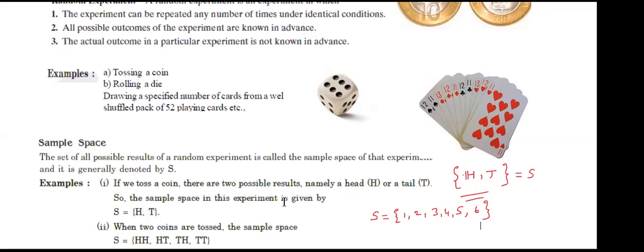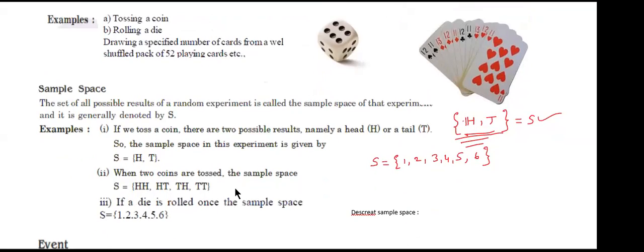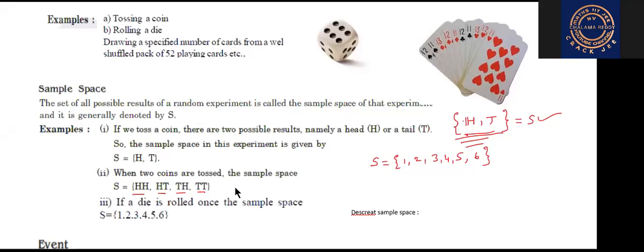Example, we toss a coin. There are two possible results. One is head, another one is tail. So S is equal to the set of H comma T. This is the sample space when tossing a coin. If tossing two coins, it means we are getting two results at a time: head head, head tail, tail head, tail tail. Total four possible outcomes. The set of four possible outcomes, we will say is the sample space. And rolling a die, S is equal to 1, 2, 3, 4, 5, 6. This is the sample space. Students, all of you understood now?